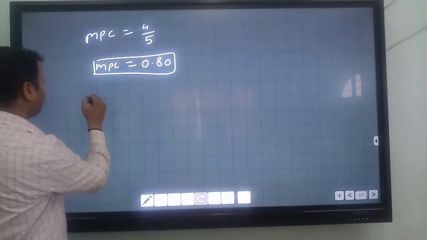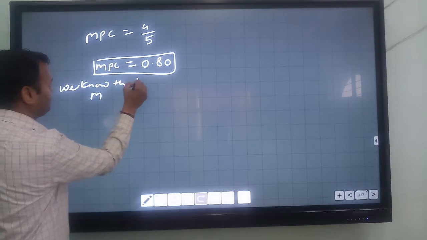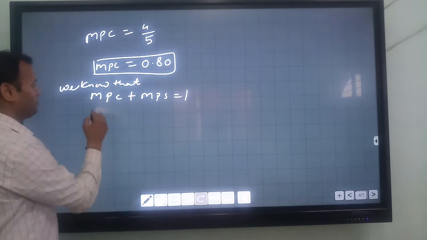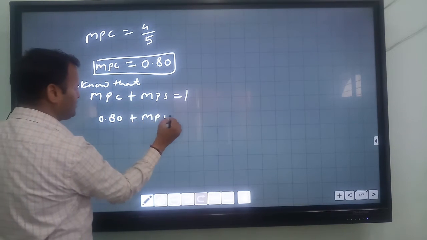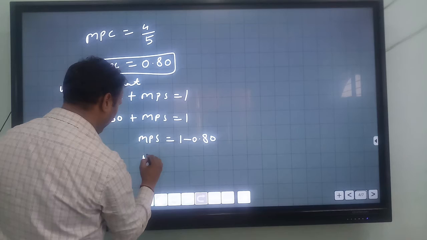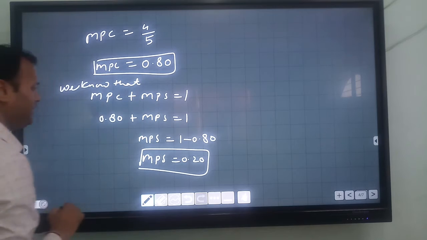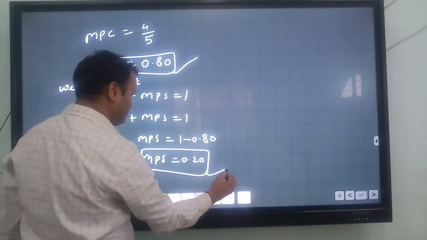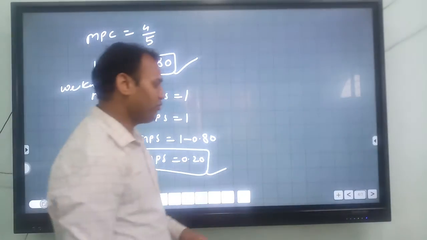Okay, and you know that MPC plus MPS is what? 1. So putting the value of MPC over here, 0.8 plus MPS is equal to 1. So MPS is equal to 1 minus 0.80. So MPS is equal to 0.20. That is the value of MPS. Okay. So MPC is 0.8 and MPS is 0.2. So this is the solution of the given problem.